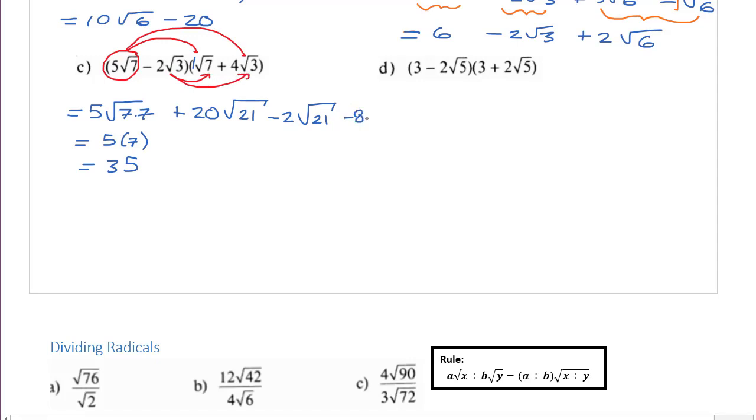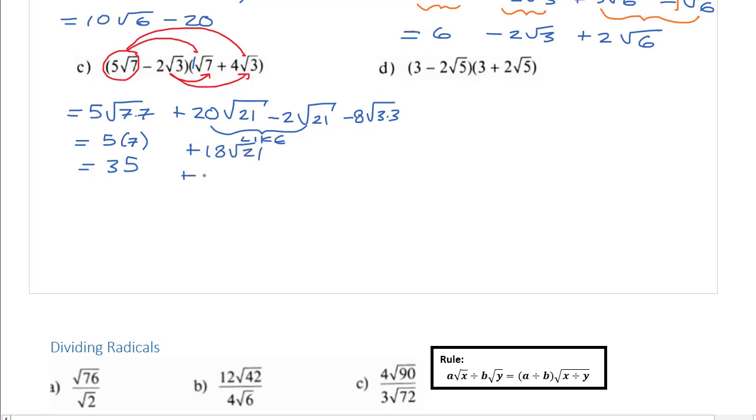Well, negative 2 times 4 is negative 8. Root 3 times root 3 is the square root of 9, which is just 3. So what can we clean up here? Well, in the middle, 20 minus 2, those are both like radicals because they both have square root of 21. So we can subtract them and add them here. And 20 minus 2 is 18.